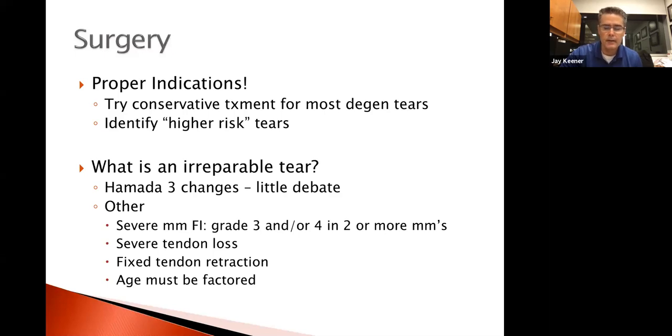Other commonly described criteria, although Steve Burkhart may argue with this, would be a tear that involves 2 or more tendons, has grade 3 or 4 muscle atrophy, patients that have fixed tendon retraction, patients that have severe tendon loss. If you look at some of these chronic tears, the stump of the supraspinatus is sometimes less than 12 millimeters. Those are very difficult to fix. And all of the tear-related features that predict healing have to be weighed against the patient's age, because age trumps everything in terms of cuff healing.